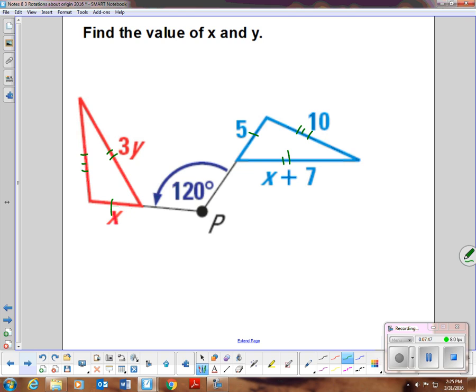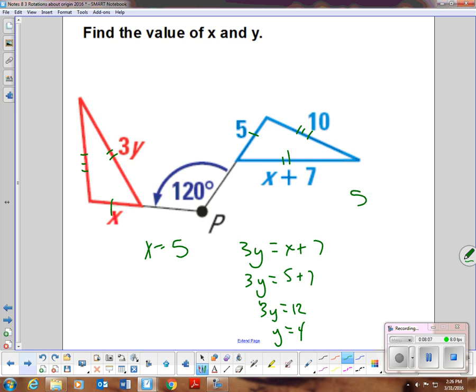So if I look at this one, this x is equal to that 5, and that 3y is equal to x plus 7. Now, we don't have two variables there, but we do know x is already equal to 5. So 3y equals 5 plus 7. 3y is equal to 12, and so y is equal to 4. How do we write this answer? If I were you, I'd write it as an ordered pair, 5 comma 4, x comma y.